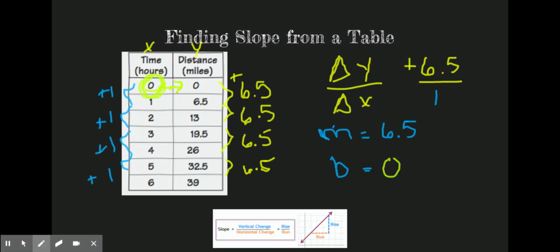So when I'm looking at a table, I just need to find my 0. Sometimes I'm going to have to calculate it, but in this table, I can actually see my 0 for my x, and I find my y.